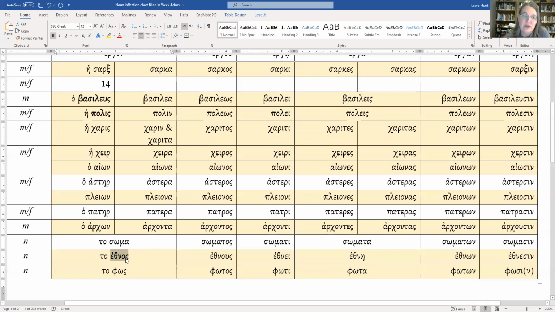So you get ethnos, ethnos, ethnous. So the omicron sigma becomes omicron upsilon sigma. Then we get ethnei, which is similar to what we saw with basilei and polei. And then when we add the alpha, the normal alpha for the neuter plural nominative and accusative ending, we get an eta instead of an alpha.